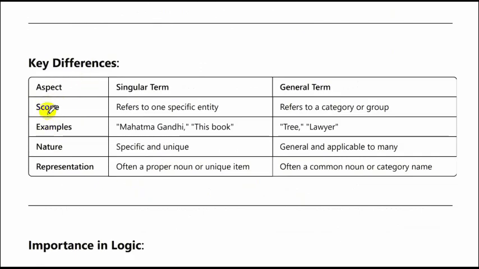Let us look at the key differences. A singular term refers to one specific entity; a general term refers to a category or a group. Singular term examples would be Mahatma Gandhi, this book. General terms would be tree, lawyers, etc. A singular term is specific and unique. A general term is general and applicable to many. A singular term often represents a proper noun or a unique item, whereas a general term often represents a common noun or a category name.